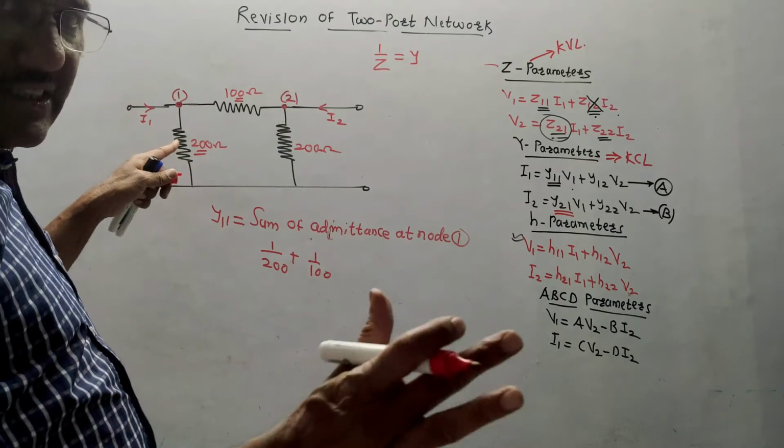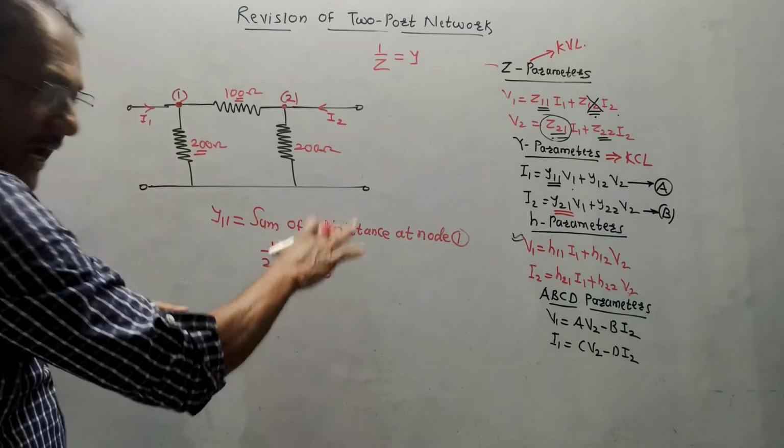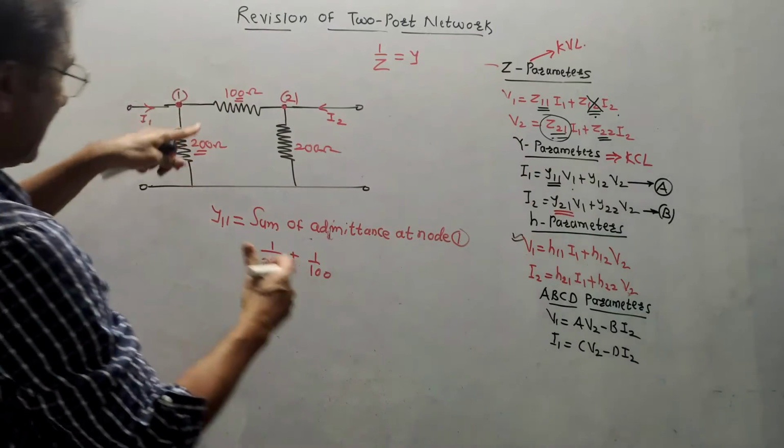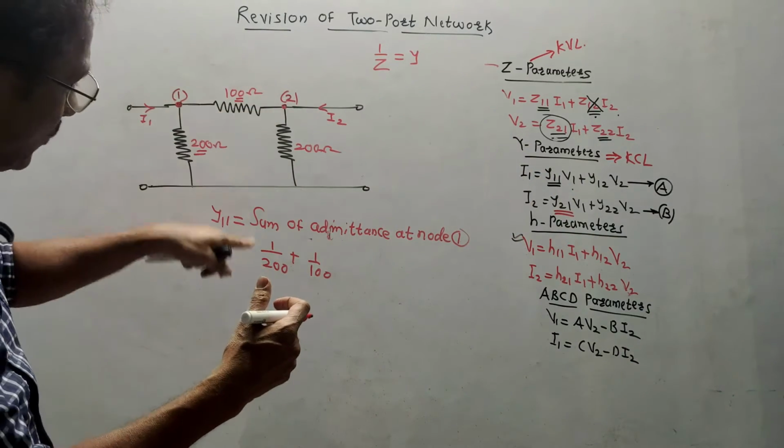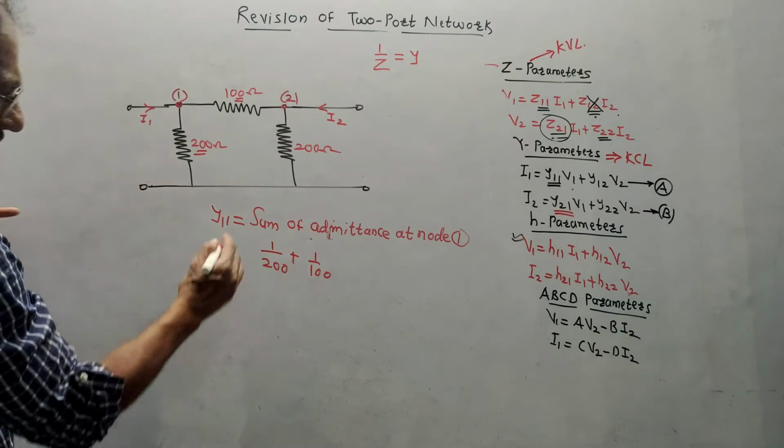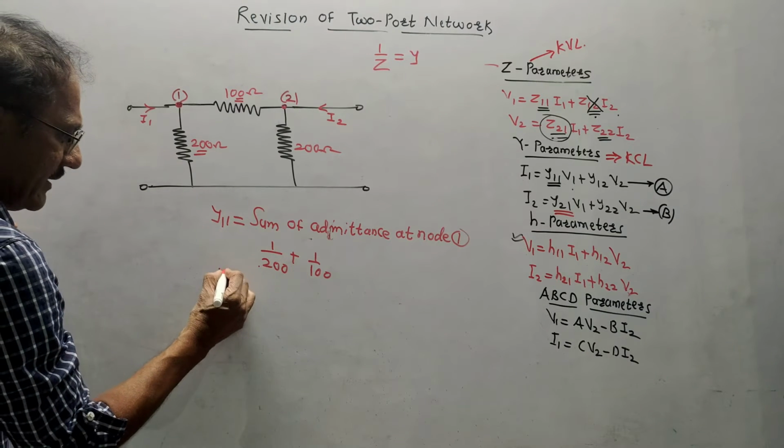This is a common mistake in the exam. Avoid it. Do remember, admittance is the reciprocal of impedance. Values are given in terms of impedance, so I have written 1 by 200 plus 1 by 100. This will give me the value of Y11.